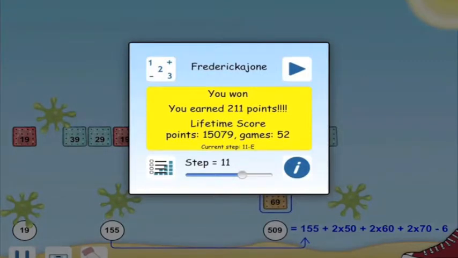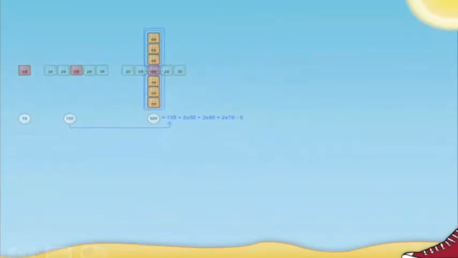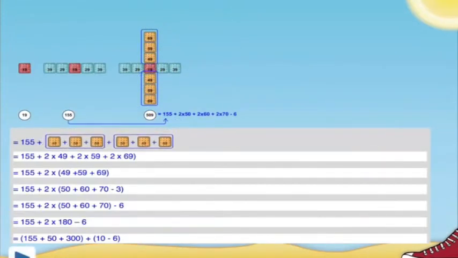Excellent. Now we can go to the how-to screen to see the actual math we talked about in the video within the game. You can notice all those math steps right below the shrunken pattern.